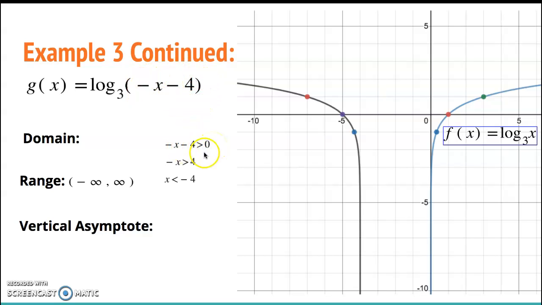So if we solve algebraically, we'll add 4, divide by a negative 1, and so x has to be less than negative 4. Remember, when you divide by a negative, that flips the direction of your inequality. And so if you're less than negative 4, the furthest left you're going is negative infinity, and the furthest right is negative 4, not including negative 4. The range I left as negative infinity to infinity because the range will always be all real numbers for your logarithmic function. And as we already discussed, when you move right 4 and flip across the y-axis, your vertical asymptote is now at x equals negative 4.